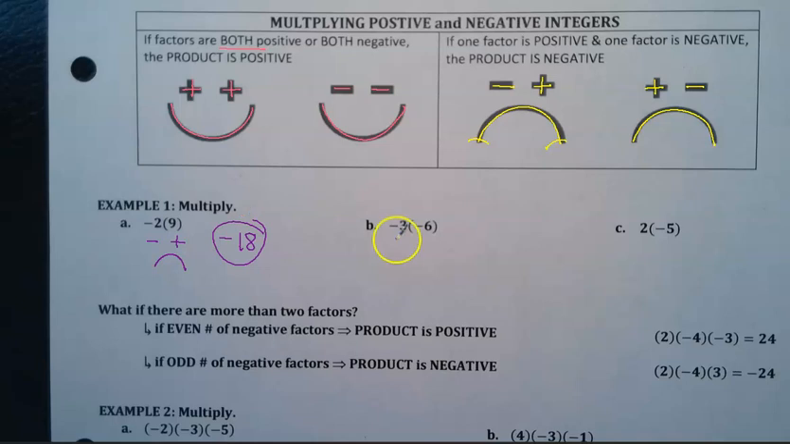On B, we have a -3 times a -6. So we have a negative times a negative. It's the same sign, so it's going to have a positive answer. So 3 times 6 is a positive 18. And the last one, 2 is a positive number. 5 is -5, so that's negative. If we have a positive and a negative, then we have a negative answer, just like this one. So this would be negative. 2 times 5 is 10. So it's -10.